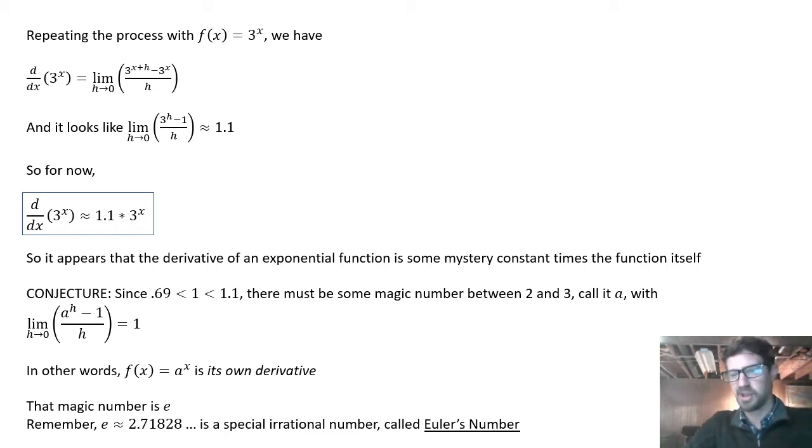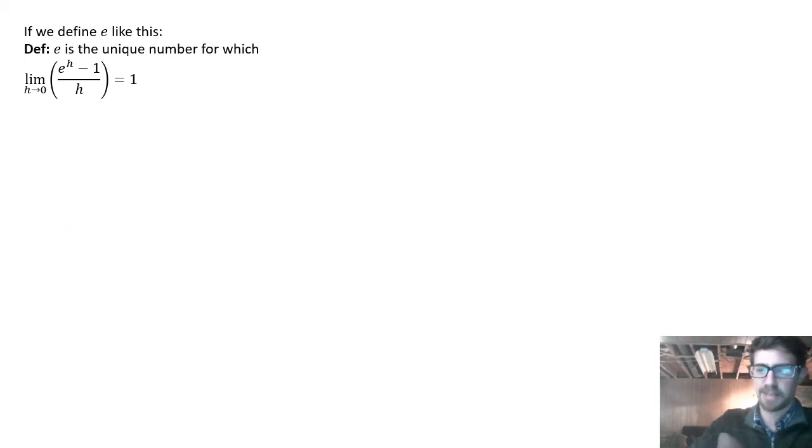And you can think about it as e being for exponential or e being for Leonhard Euler, who was a Swiss mathematician who's, depending on who you ask, probably the greatest mathematician of all time. If you ask me, that's true.